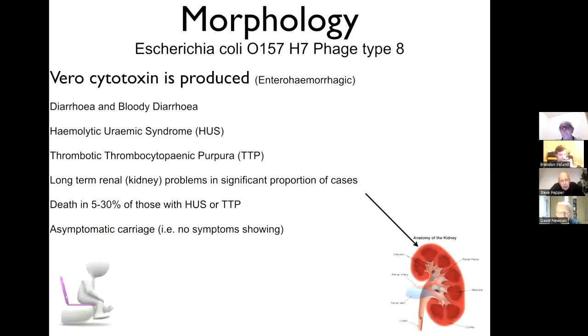Verocytotoxin is produced, and that causes enterohemorrhagic diarrhea and bloody diarrhea. Hemolytic uremic syndrome, or HUS, is one of these symptoms, and thrombotic thrombocytopenic purpura, or TTP, is another. This can lead to long-term renal problems in a significant proportion of cases. So it could end up being kidney damage for the rest of your life, and death in about 5 to 30% of those people who develop HUS or TTP.